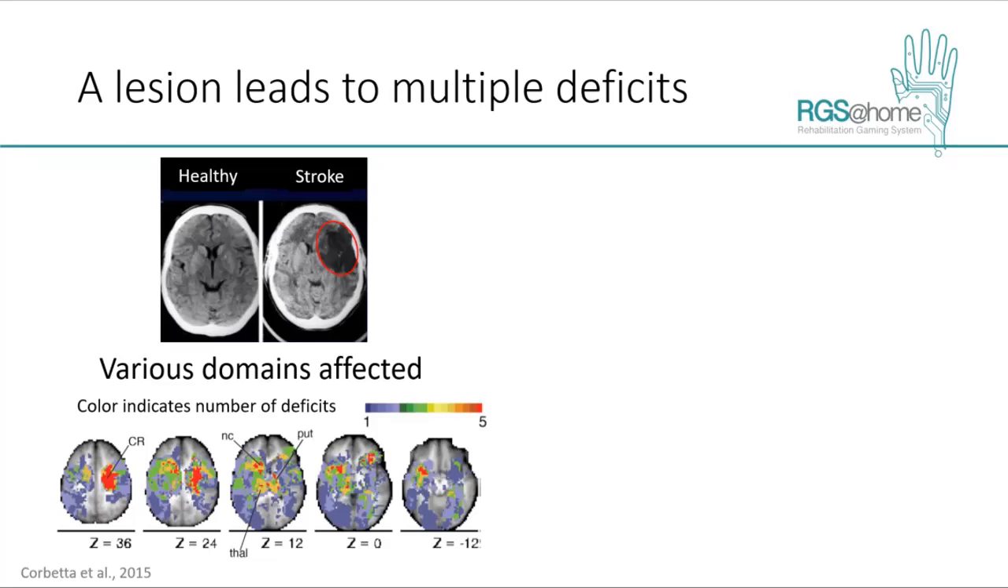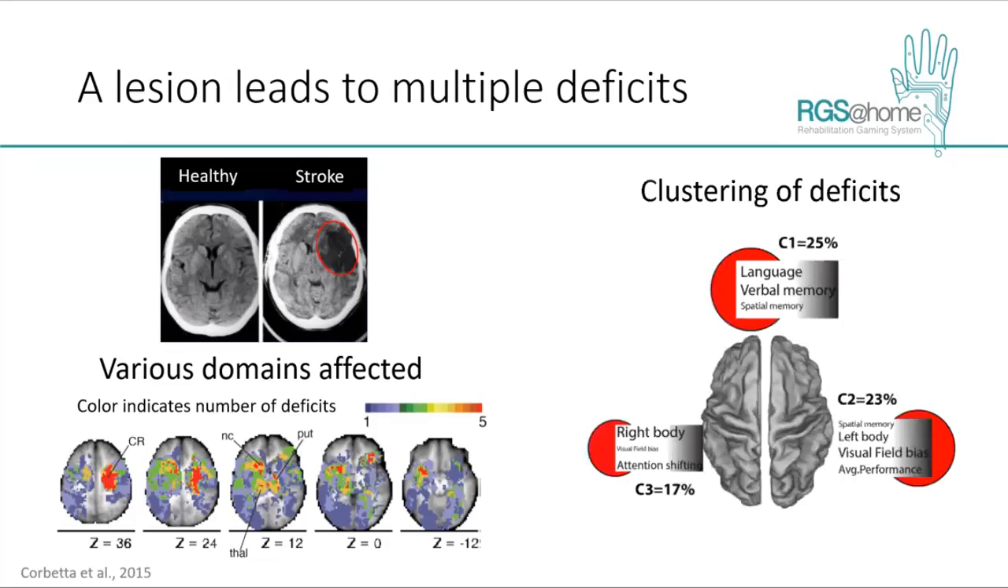They further found that these multiple deficits are grouped, which means that they form clusters that contain not only physical deficits, but also cognitive deficits. Hence, it can be concluded that a typical stroke patient will most likely face multiple deficits that include physical as well as cognitive impairments.